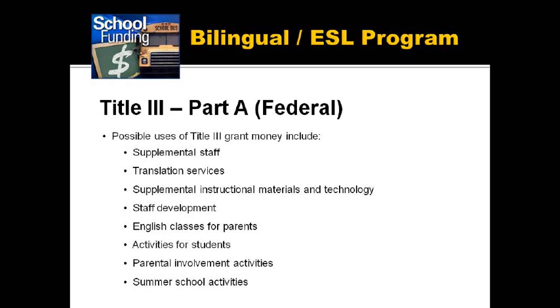Examples of possible uses for Title III grant money include supplemental staff to provide instructional support and modeling to bilingual ESL teachers, translation services, supplemental instructional materials and technology for the bilingual ESL program, staff development in the area of English language learners, English classes for parents, activities for students, parental involvement activities, and summer school activities.